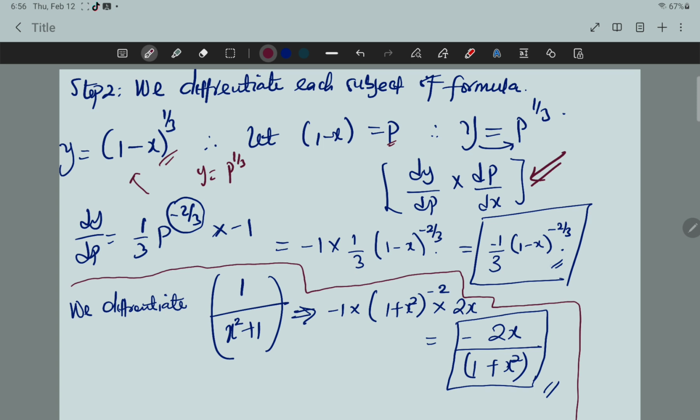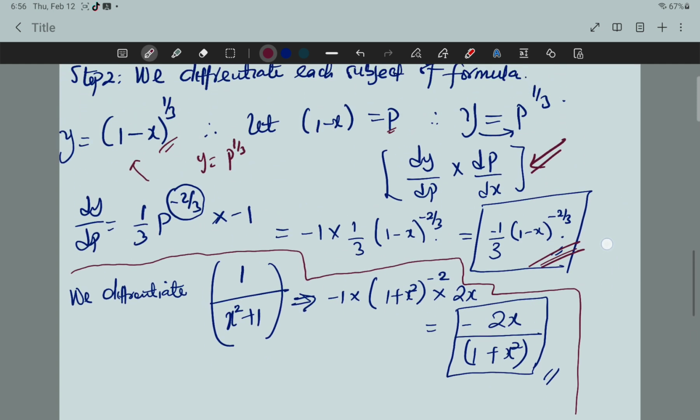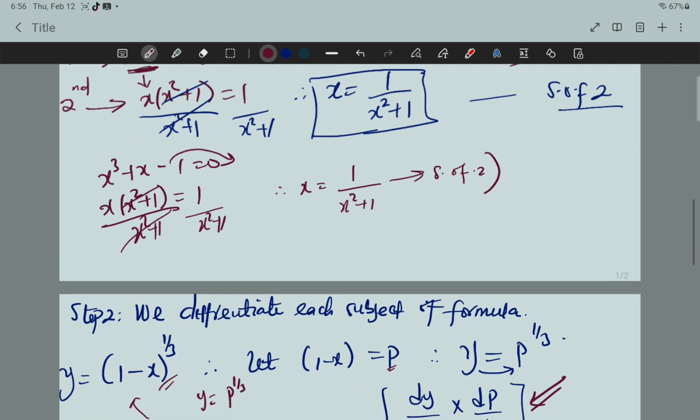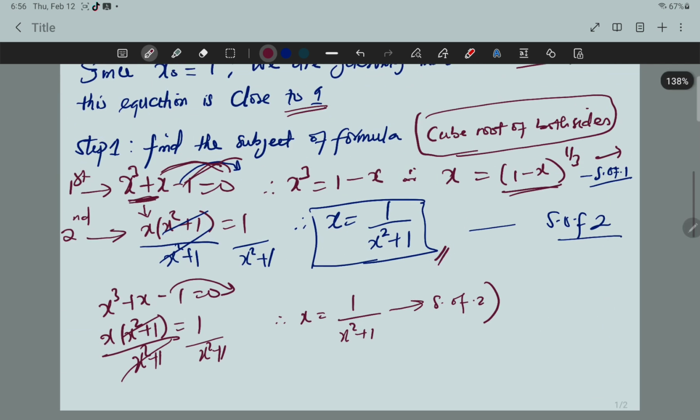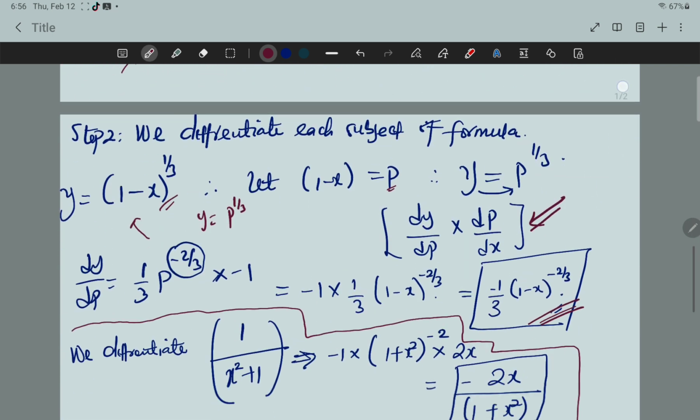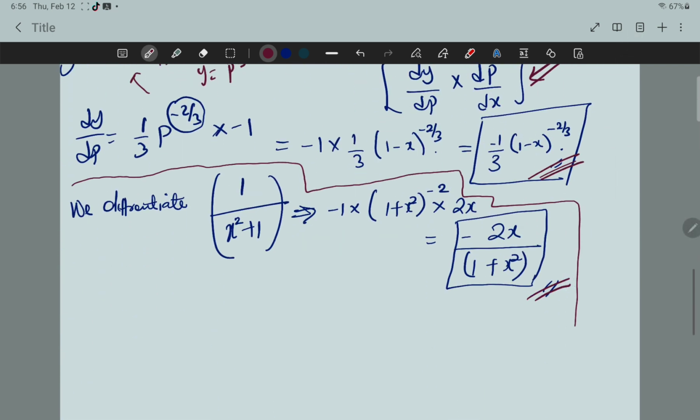At the end of the day, you're going to have this as an answer: negative 1 over 3 into the bracket of 1 minus x raised to the power minus 2 over 3. So if that's the case, then we can now differentiate the other one. We differentiate the second subject of formula, which is 1 over x squared plus 1. If we take that same routine step, we're going to have this, right?